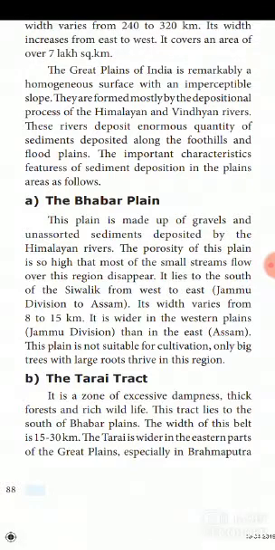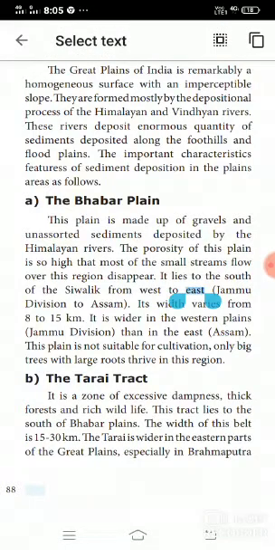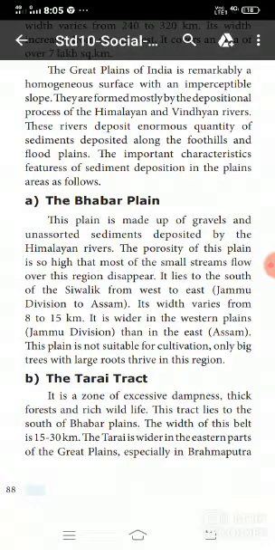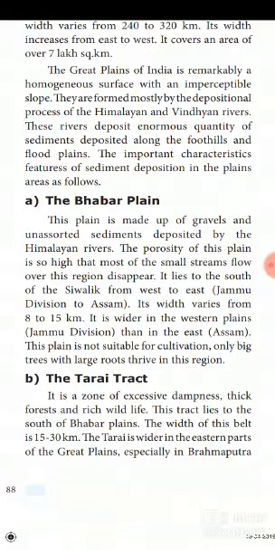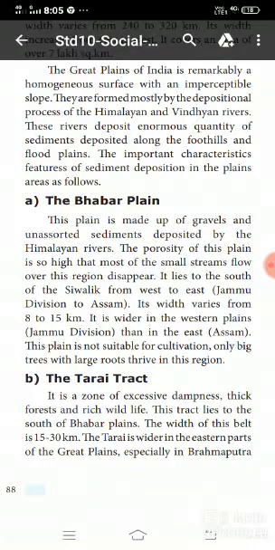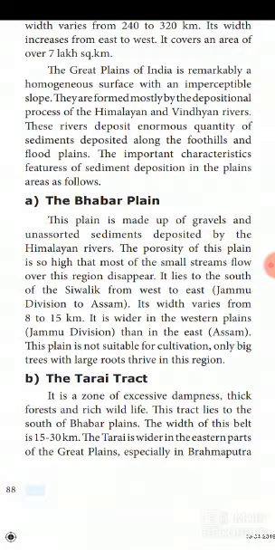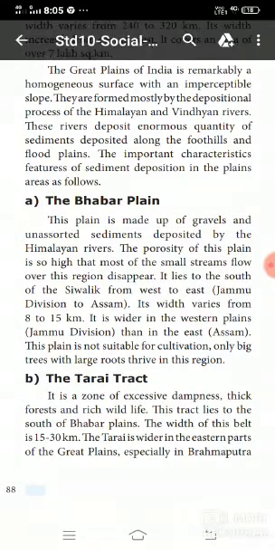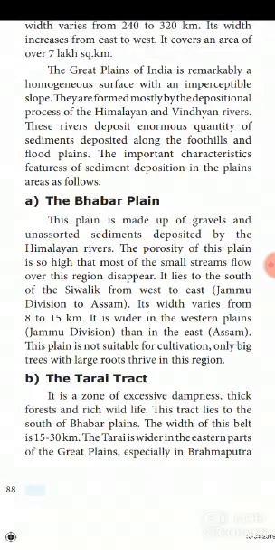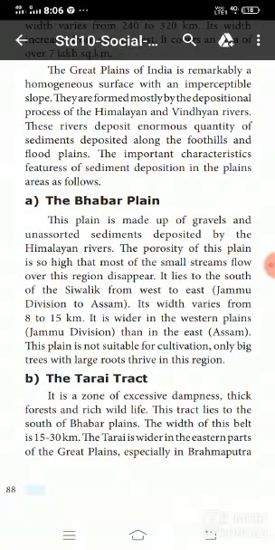So the Great Plains of India is remarkably a homogeneous surface with an imperceptible slope. So these plains are a level, even, uniform surface. So that is homogeneous surface with an imperceptible slope. Imperceptible means that cannot be perceived. Slope. They are formed mostly by the depositional process of the Himalayan and Vindhyan rivers.